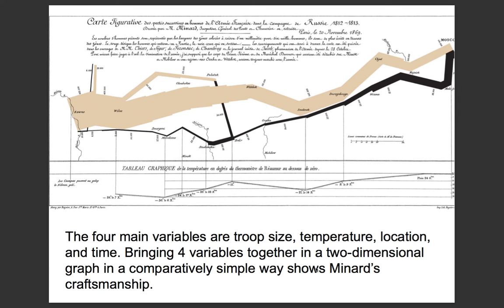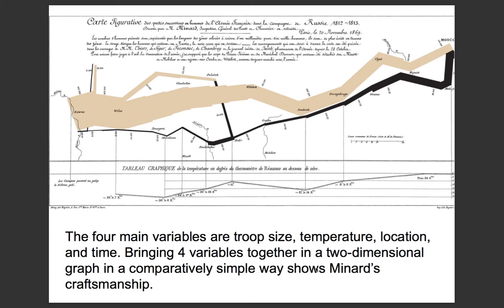So the width of the bar is his troop size. He started with 442,000. When he got to Moscow, he had only 130,000, I believe. And then the black line here indicates Napoleon's retreat back across the river in Lithuania, where he was then captured near the border of East Germany and the Czech Republic. So he did a great job of bringing the four variables together in a two-dimensional graph. You can see Napoleon crossed in a similar area, and he left with 422,000 troops and arrived back across the border with less than 10,000.